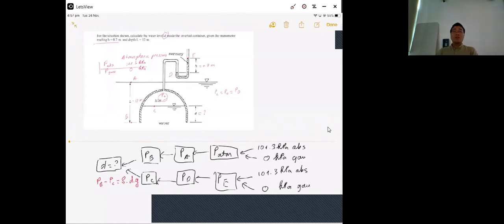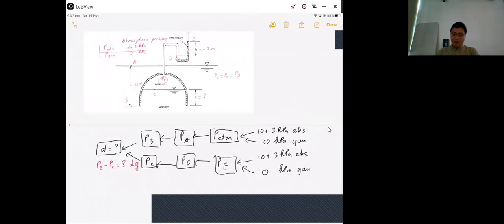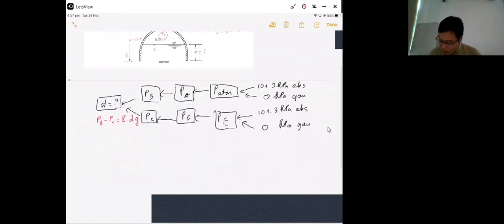Okay, this is the process to find the distance D. We will start with PA. So we have to find PA. When you have PA, you find PB. Then with PB you find PE, with PE you find PD, with PD you find PC, and after that we will have D. In this case, you can use atmospheric pressure as 0 or 101.3. It's up to you, but I will use 0 gauge pressure, easier for calculation.